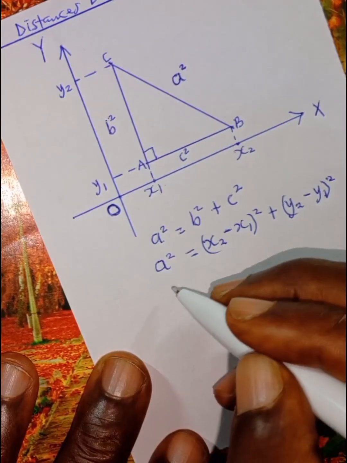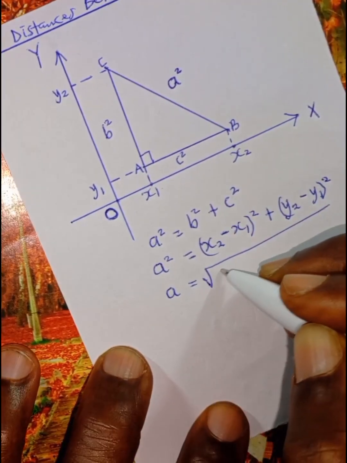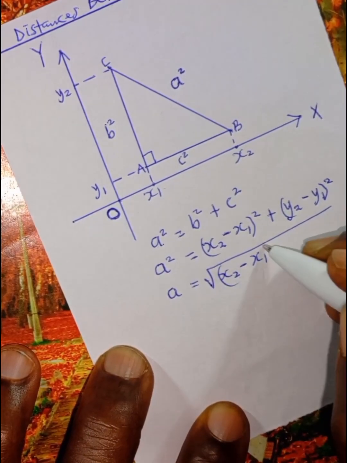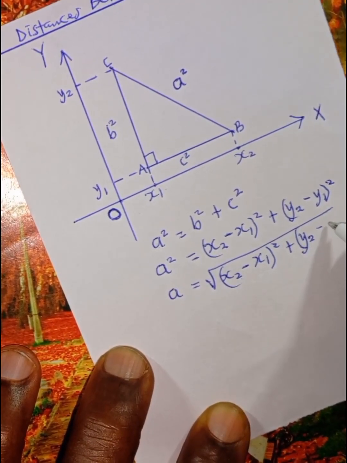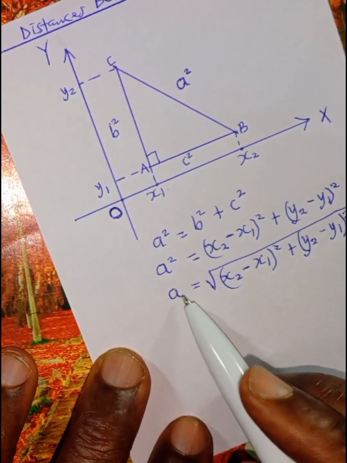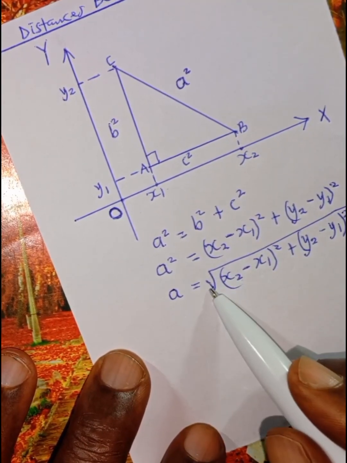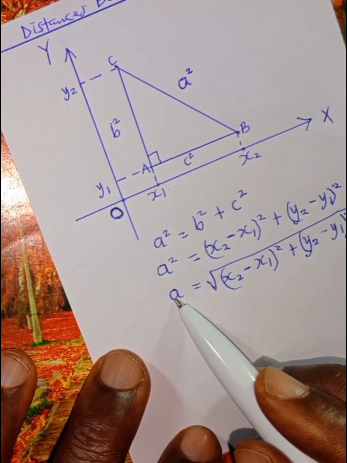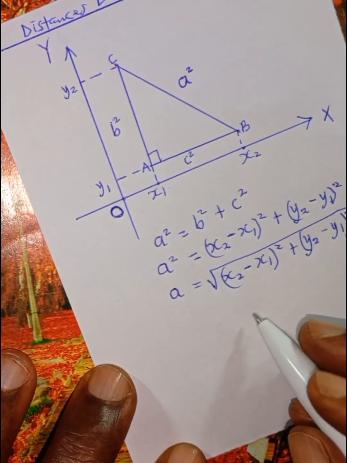So we'll go further to say that our A is equal to the square root of x2 minus x1 all squared plus y2 minus y1 all squared. The reason why I don't have my square here anymore is because of this square root. Introducing this square root removes the square on the left hand side of this equation. So this is how we are going to calculate our distance.